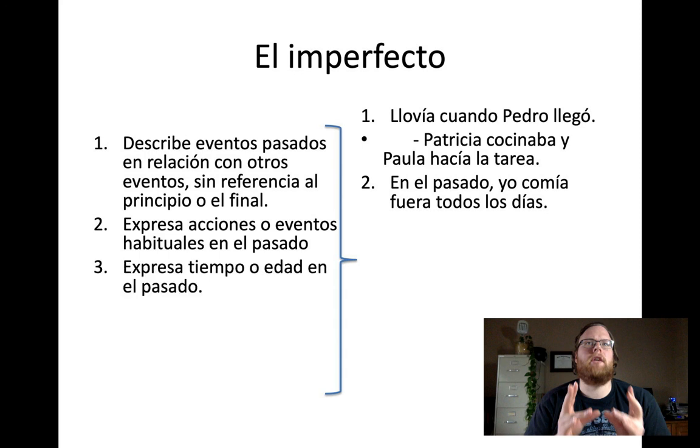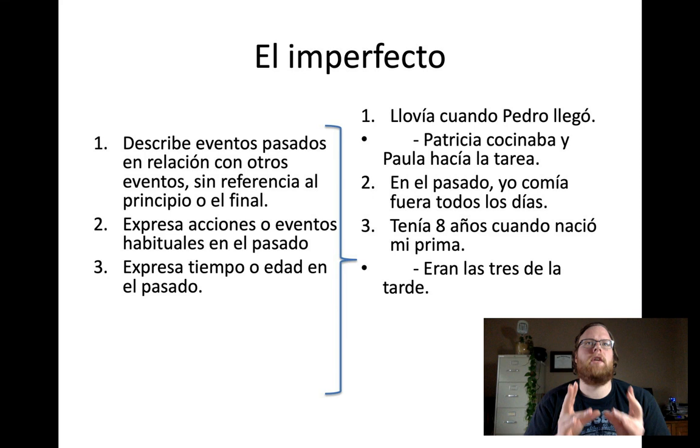Now, this one is a little bit of an exception. So, again, with a language, no rule, no structure is going to be absolutely perfect. So, I almost like to look at this with an asterisk, or kind of as an exception, because time or age, in theory, should be a specific defined thing. So just remember it this way. Time or age, always imperfect in the past. Just remember it that way. So, for example, tenía 8 años cuando nació mi prima, o eran las 3 de la tarde.